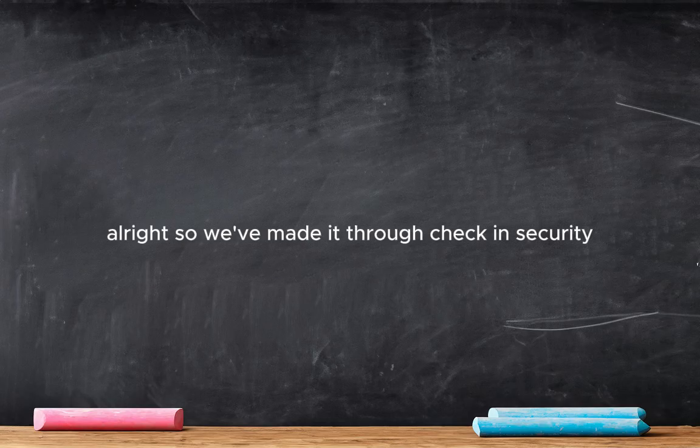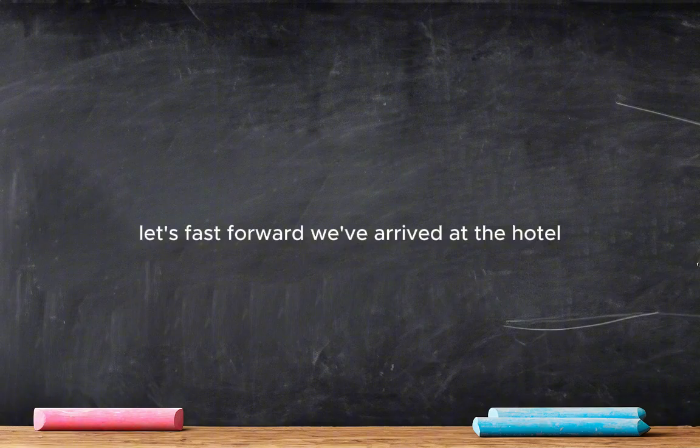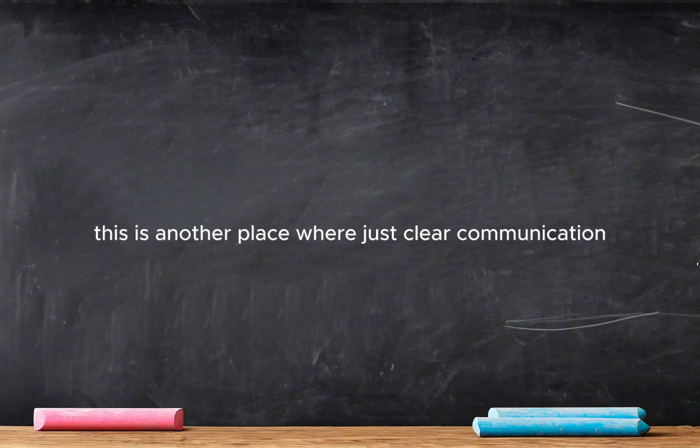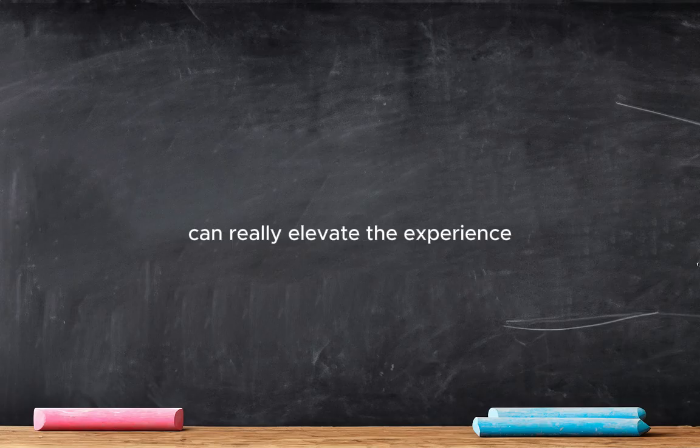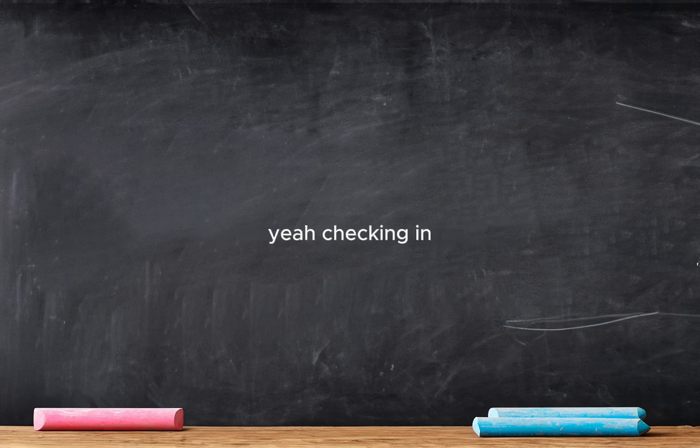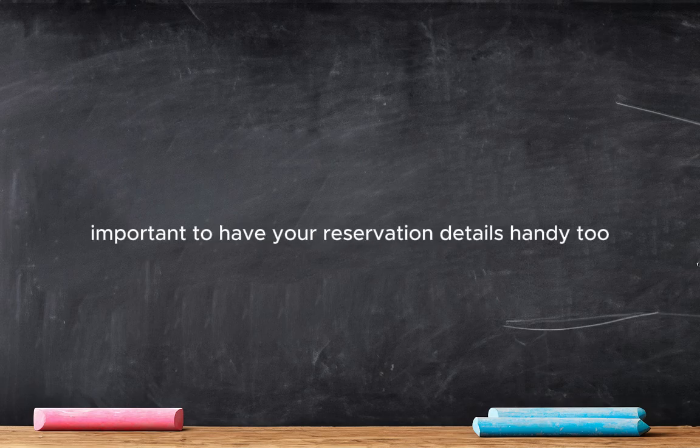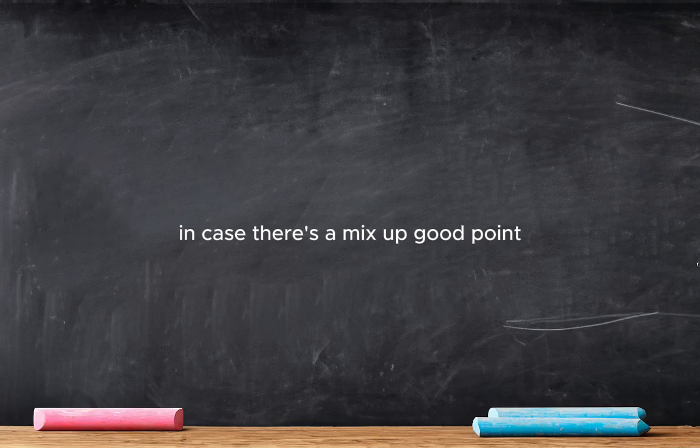All right. So we've made it through check-in and security. Let's fast forward. We've arrived at the hotel. This is another place where clear communication can really elevate the experience. For sure. At that beginner level, it's all about the essentials, right? Checking in, getting your key, figuring out when checkout is. And it's so important to have your reservation details handy, too, in case there's a mix-up.